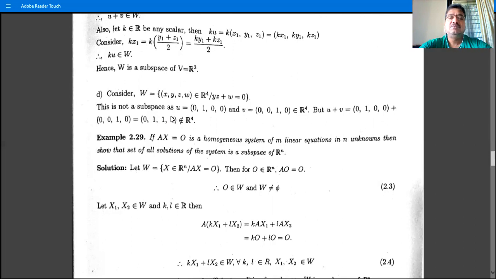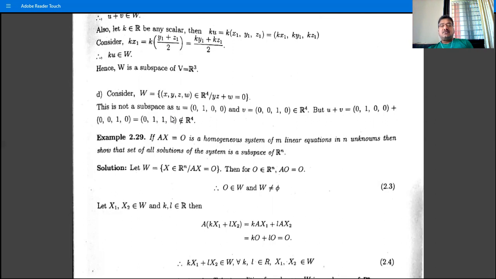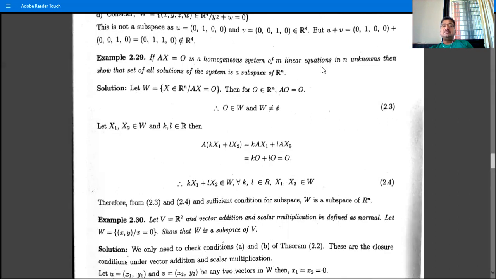So observe these four examples. Next example: Ax is equal to 0 is a homogeneous system of m linear equations in n unknowns. Then show that the set of all solutions of the system is a subspace of R raised to n. Obviously W is what? x belonging to Rn such that Ax is equal to 0. That is the set of solutions of the system Ax equal to 0.